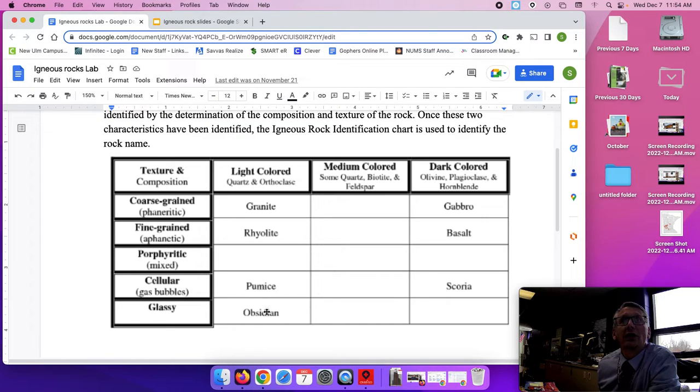So if we take a look at our rocks, we have coarse grained. That means that they cooled under the ground. We have fine grained, which means they cooled above the ground. In the ground is intrusive, out of the ground is extrusive. Cellular means that it was blown up into the air and it's going to have air holes in it. And then glassy is obsidian.